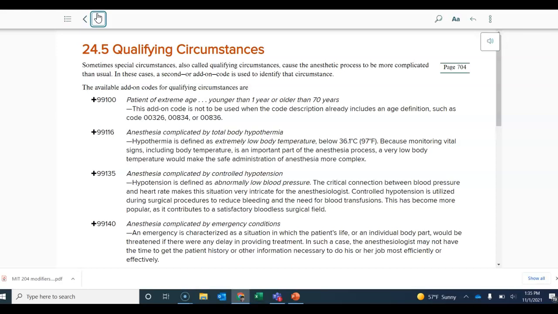So the reason that you're going to add that 99100 is because anesthesia given to extremely young patients or older patients requires extra precautions, extra time, more complicated, etc. So this is the way that the anesthesiologist gets paid additional for those more complicated cases. So in this case, you're going to have the anesthesia code plus the P, and then you're going to add on this 99100.